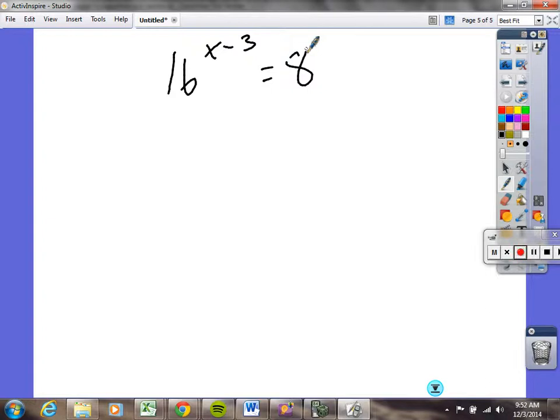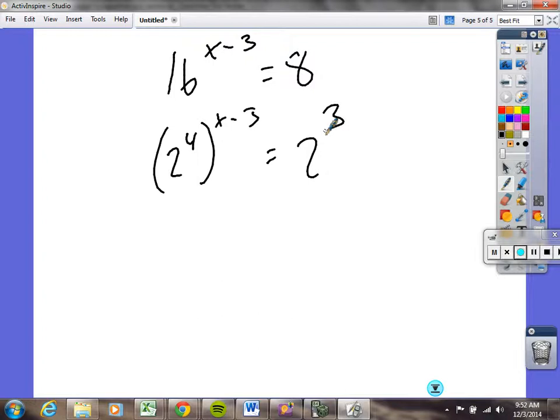What I'm going to do is, can I get 16 and 8 to be the same base? What base can I be? 4. 8. I can't even be 8. Sorry, I was going to say not 8. 2. I can get them to be base 2. 16 is 2 to the 4th. What's 8? 2 to the 3rd, right? So I'm going to rewrite this and say, okay, this is 2 to the 4th, x minus 3 equals 2 to the 3rd. Does that make sense?